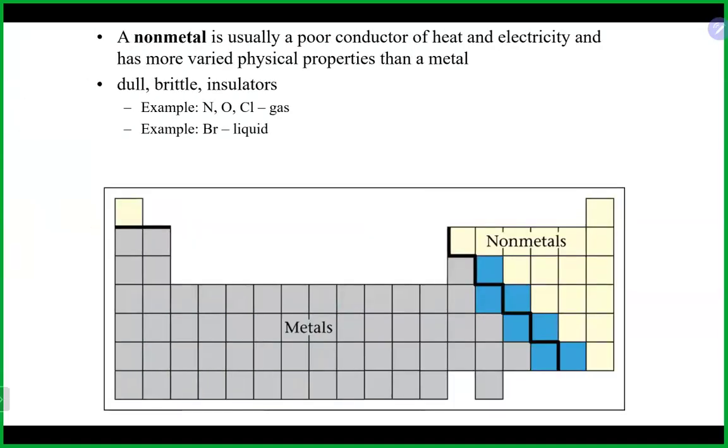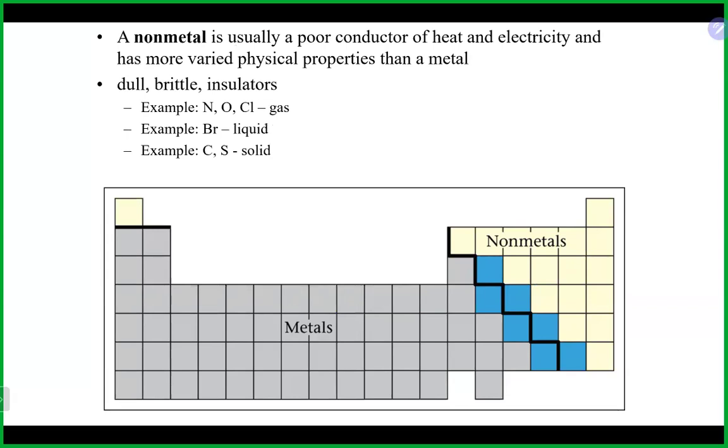Now, non-metals, on the other hand, have just the opposite sort of characteristics. They're usually bad conductors of heat and electricity. They also have a more varied physical state. There are some non-metals that can be gases, some that can be liquid, and some that can be solid. They're also dull, brittle, and insulators.